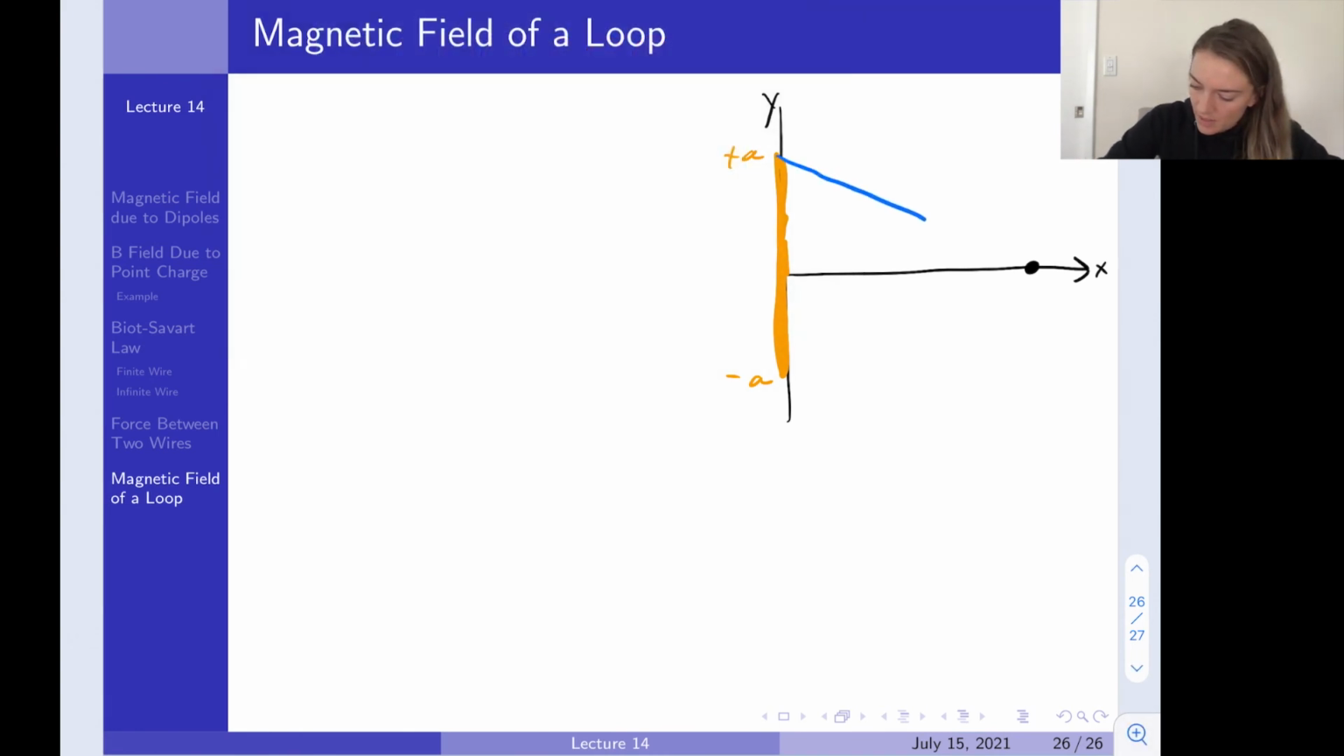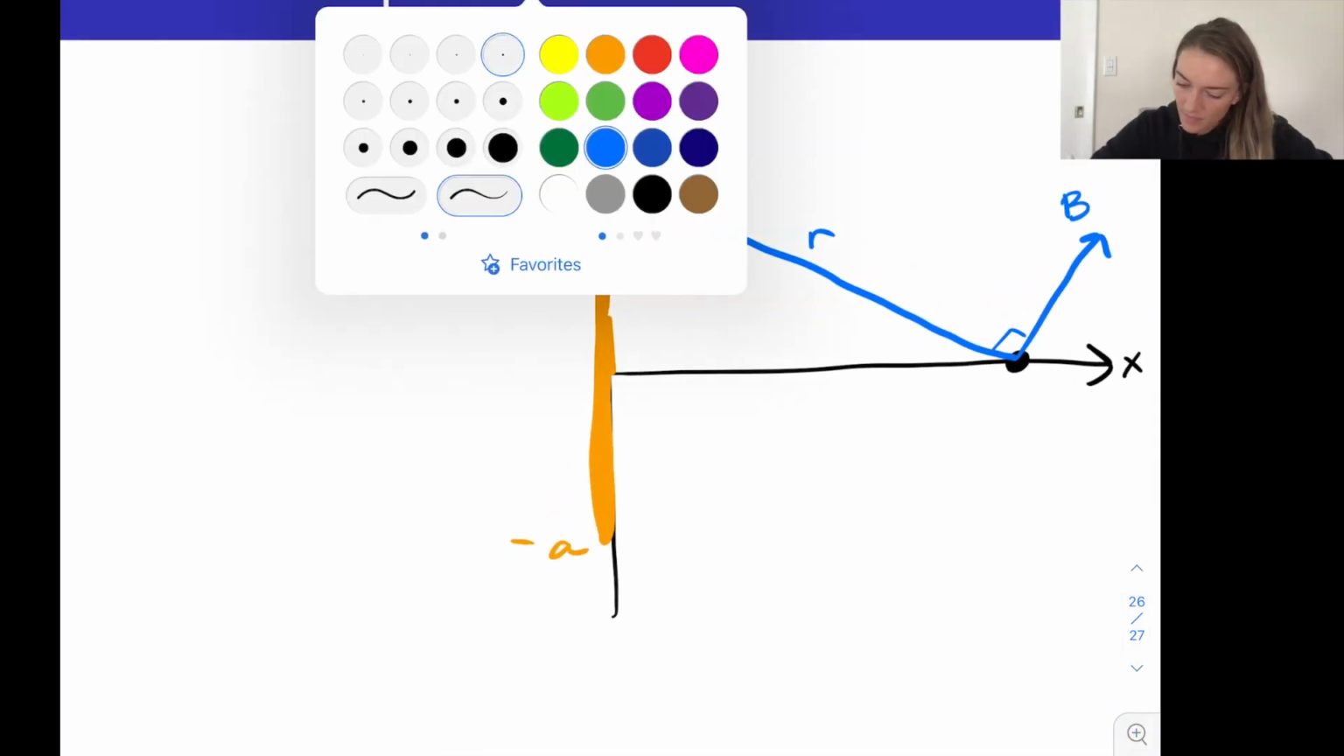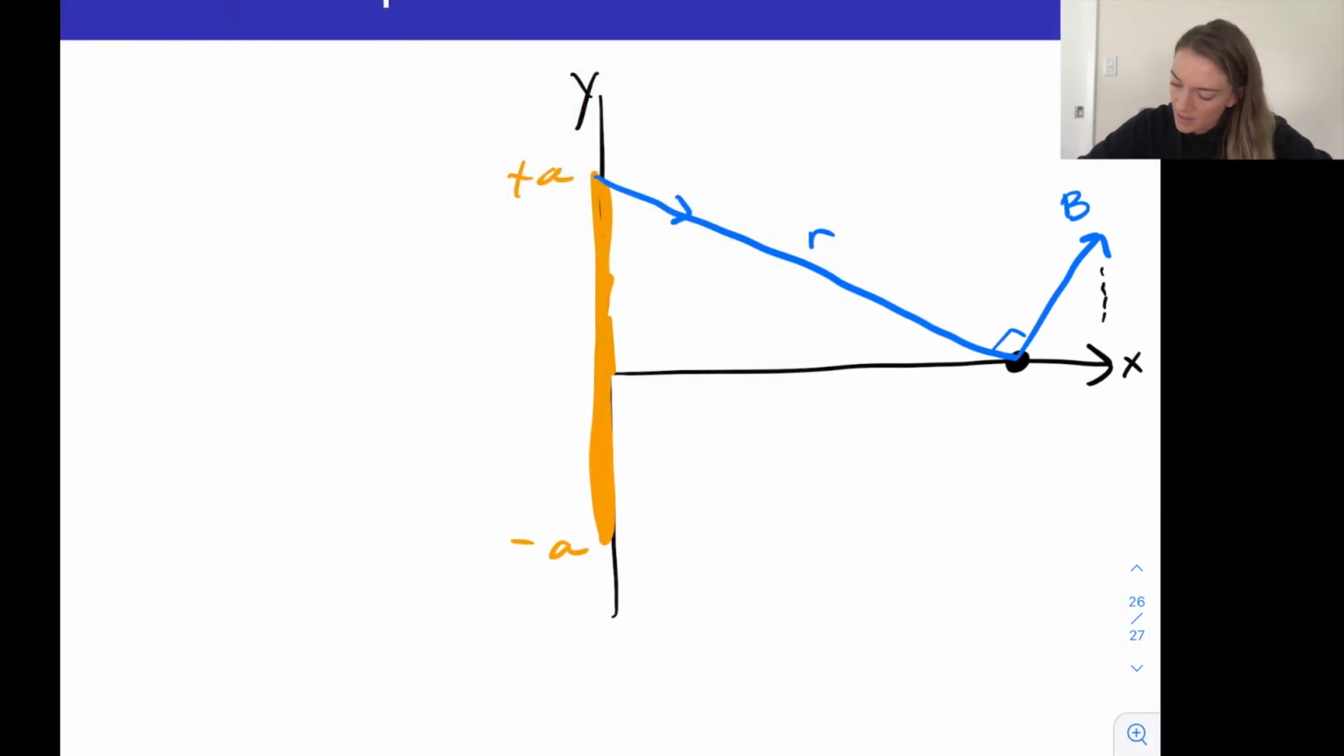R is like this. So this is R. And then DL for this point would be sort of coming out of the page at us. So B, since the cross product has perpendicular vectors, B is perpendicular to the direction of R hat. And what we're looking for is the X component here. So this is our X direction.